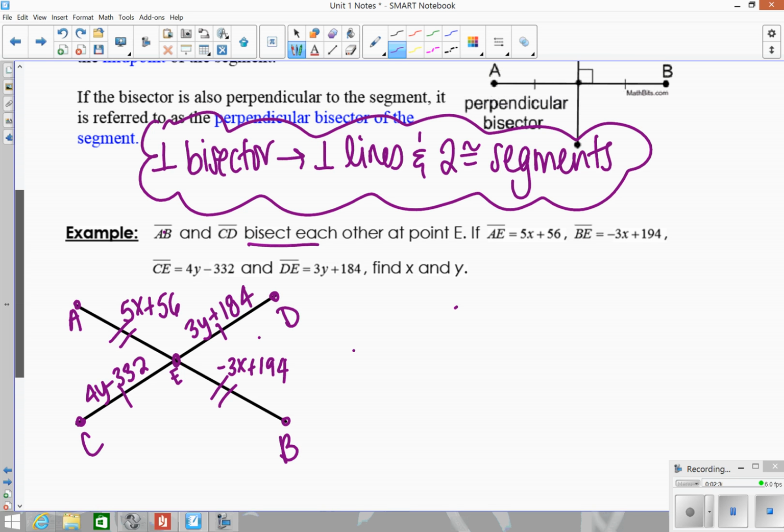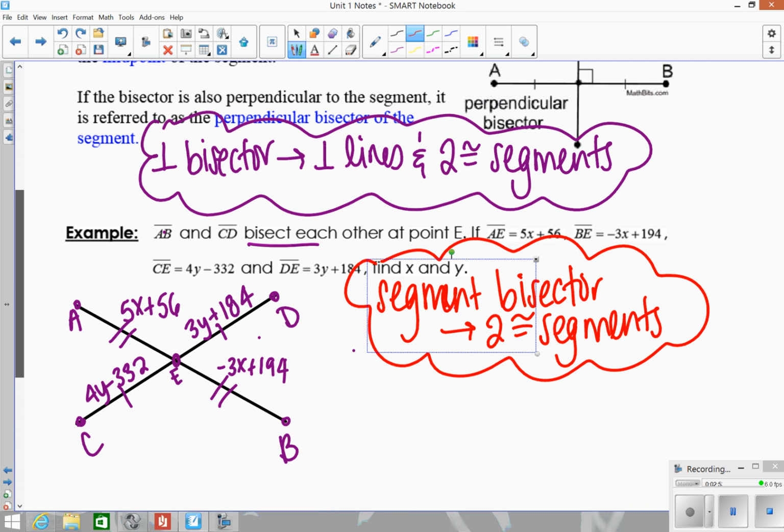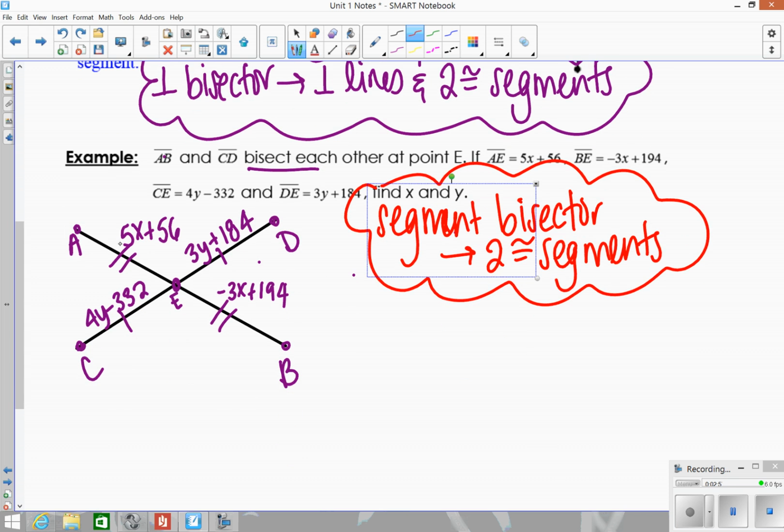Now, whenever we have two variables, it really means you're going to have to use two equations. If I look at the relationship between these, since I have segment bisectors, that means we have two congruent parts. So segment bisector implies two congruent segments, which is what I just labeled: two pairs of congruent parts, so those two sets and those two sets. If I want to solve for x and y, I know that these two pieces are equal, and then I know those two pieces are equal. So it's going to be two separate equations.